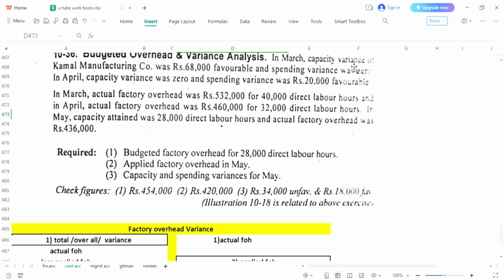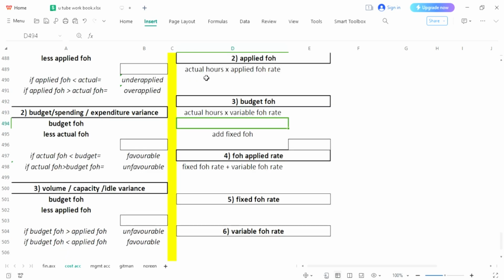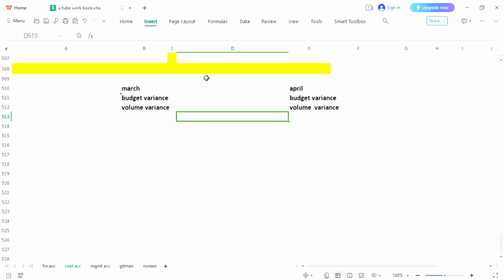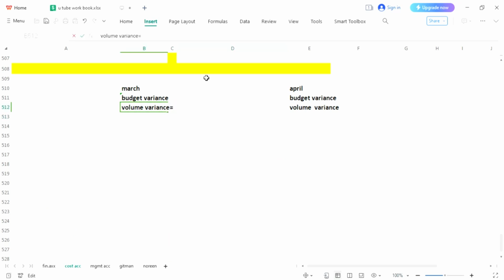In March, capacity variance of Kamal was 68,000 favorable. 68,000 favorable for what? Volume variance. Capacity variance or volume variance is the same, and that is also favorable.